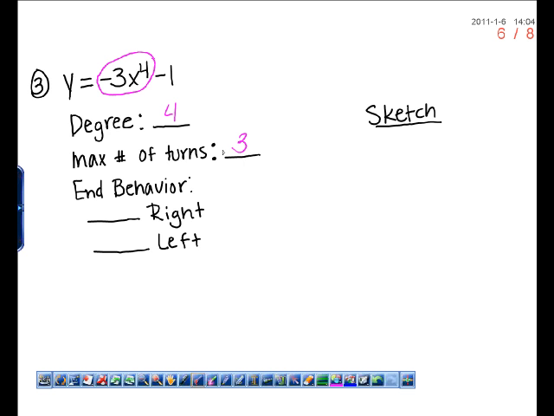What number do I look at to decide if it rises or falls to the right? Negative 3 is my leading coefficient. Good. Greater than 0 or less than 0? Less than 0. So what's going to happen on the right? Fall right.